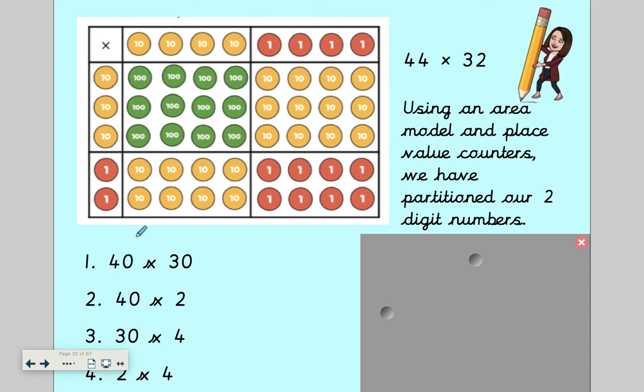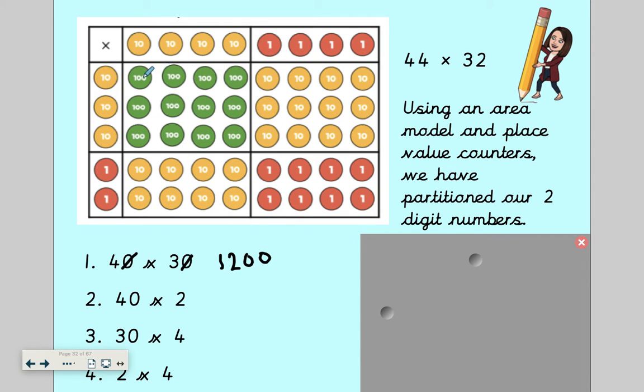Now this is using place value counters. You can use place value counters or there is another way you can do it. So we have a look at these place value counters. We've got 40 times 30. Sometimes the best way is to sneakily get rid of these zeros to start off with and do 4 times 3. 4 times 3 gives me 12, but I've also got 2 zeros to add back on, which will give me 1,200.